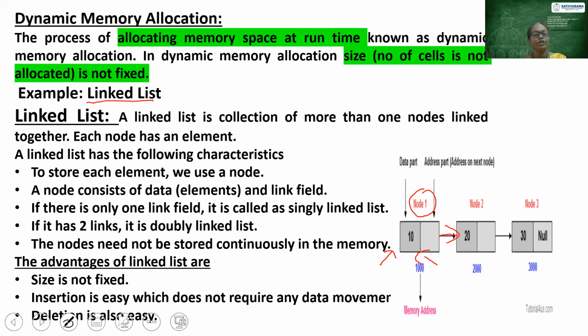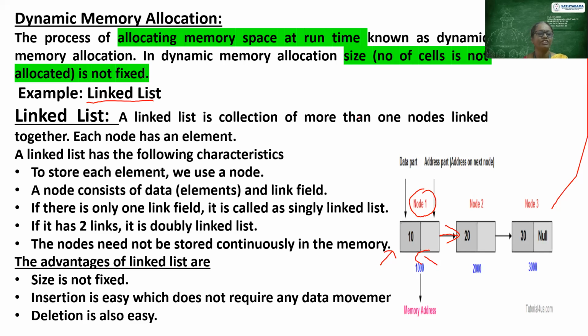That concept does not apply in dynamic memory allocation. But one thing you have to use: depending on your number of elements, the data as well as the address will be there, and the two fields will be automatically linked, because that's very important. The whole node will be linked with the next data. And one more thing, the nodes need not be stored in continuous memory locations.